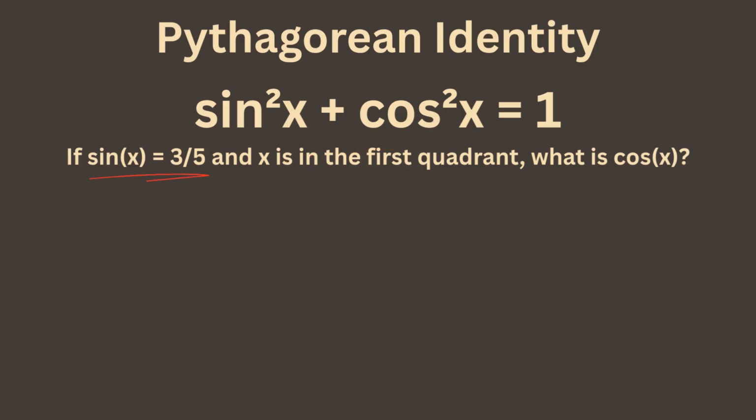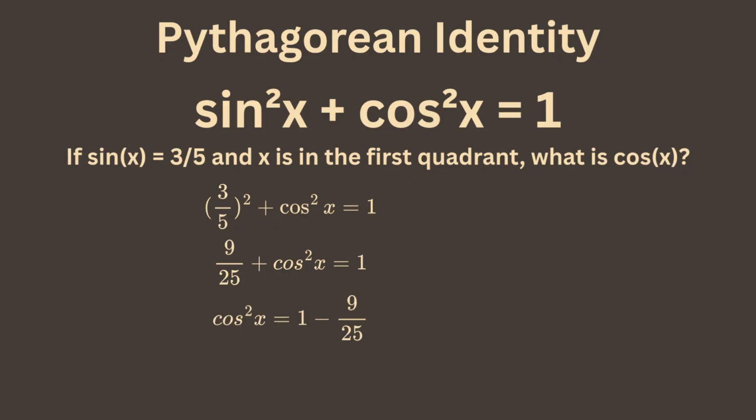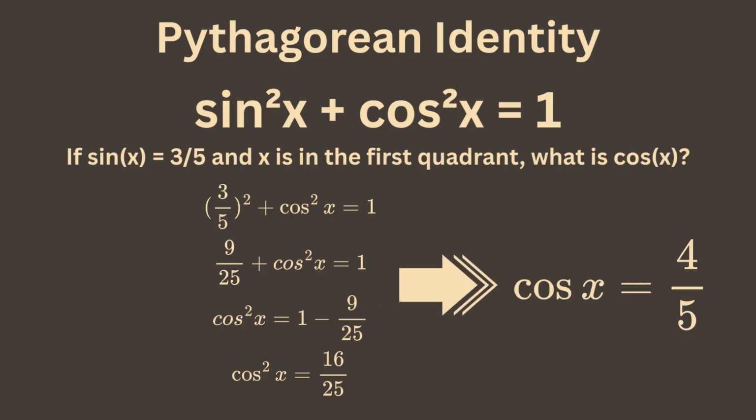We already know sine x is 3 over 5. So 3 over 5 squared plus cosine squared x is equal to 1. 9 over 25 plus cosine squared of x is equal to 1. Cosine squared x is equal to 1 minus 9 over 25. Cosine squared x is equal to 16 over 25. Therefore, cosine of x is equal to 4 over 5.